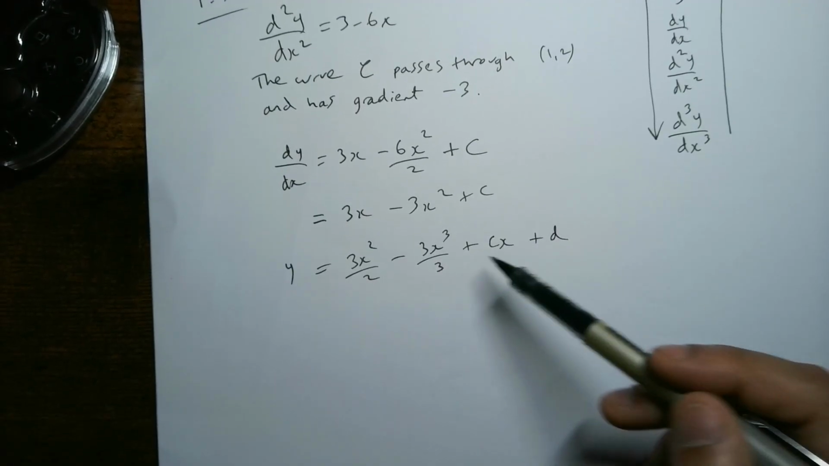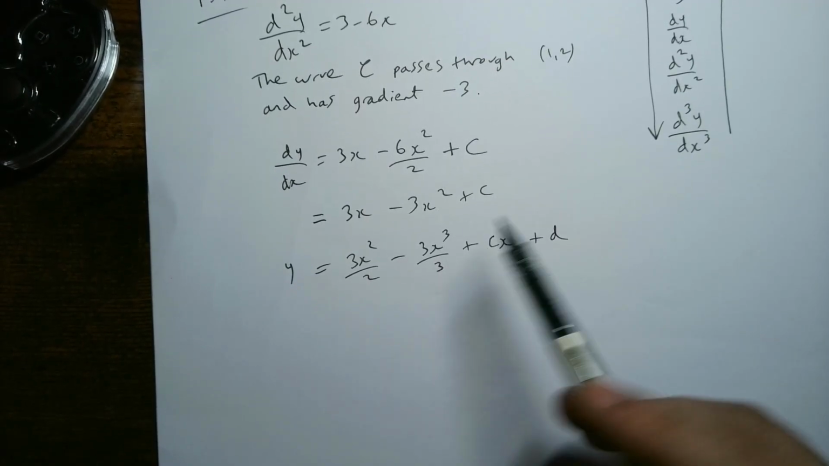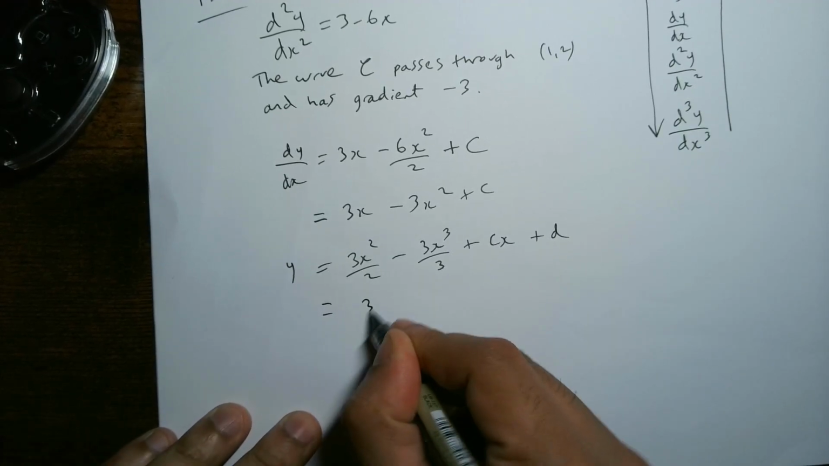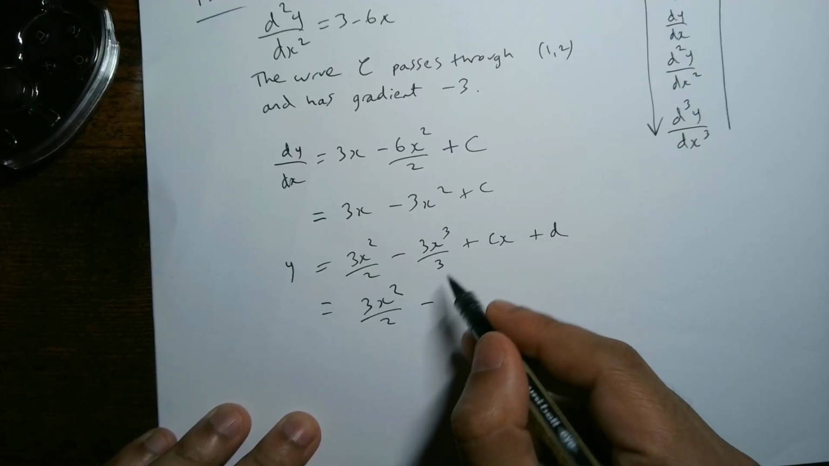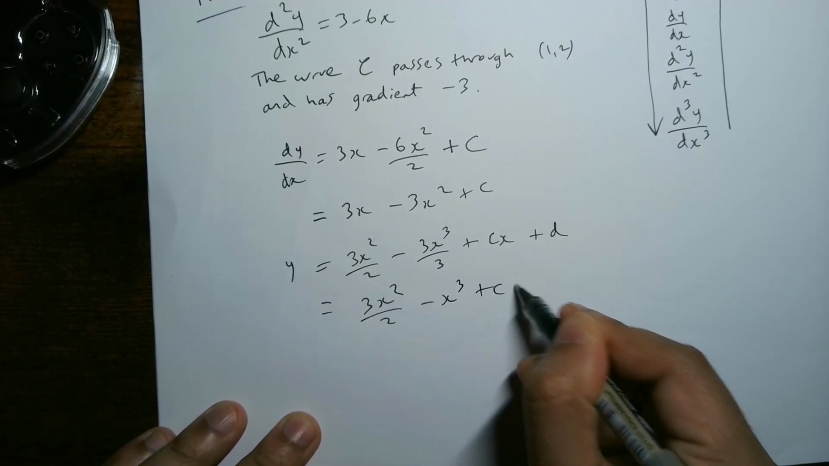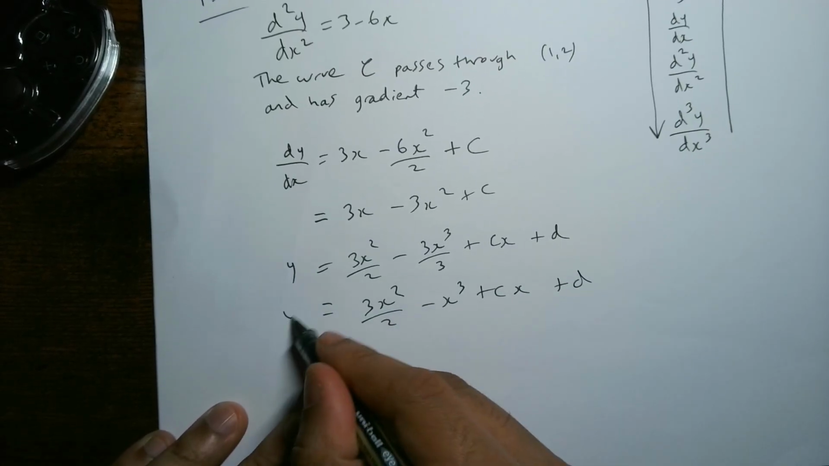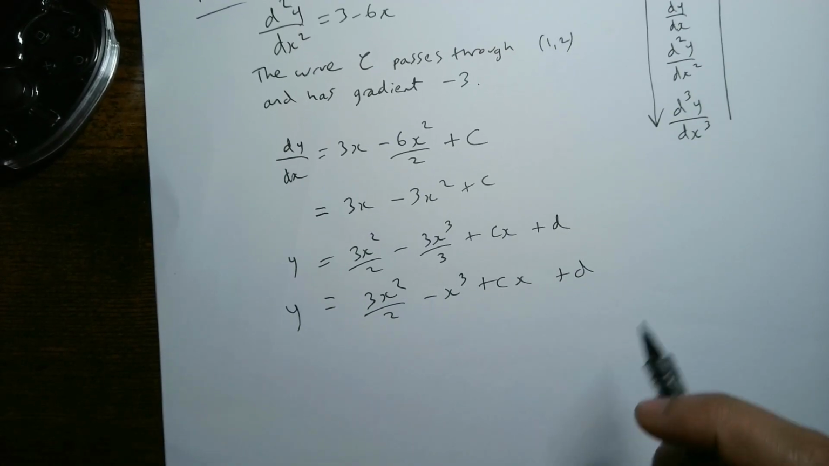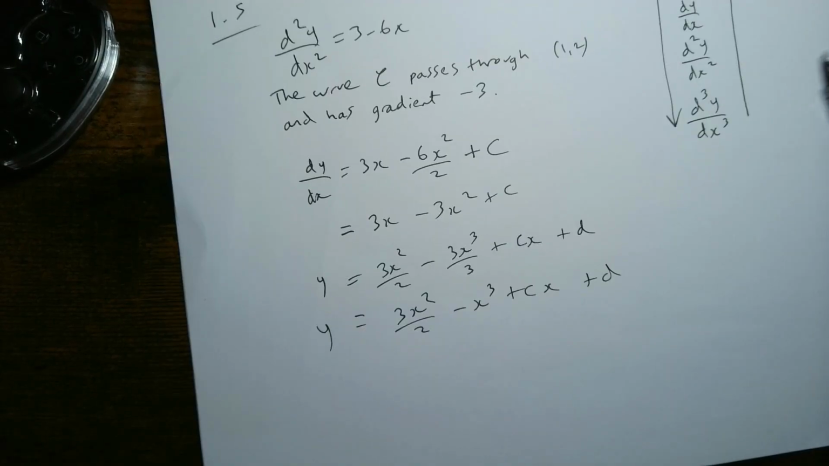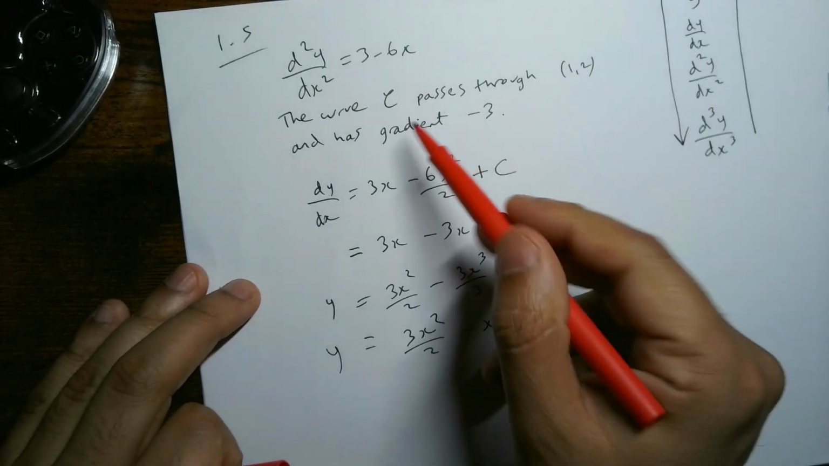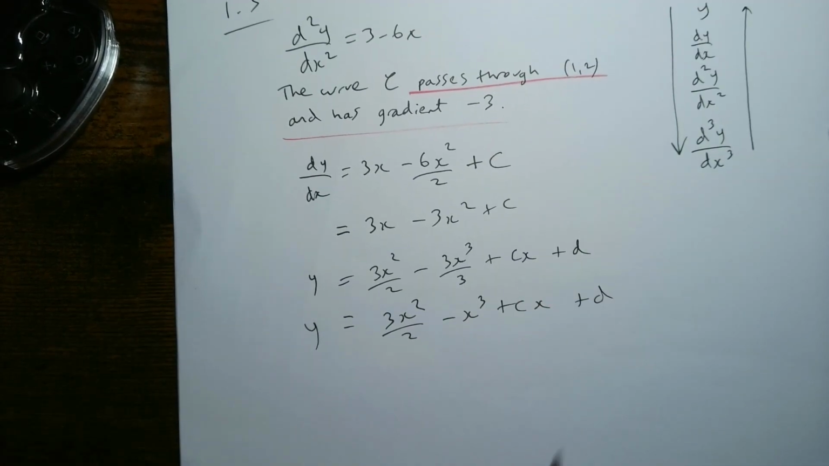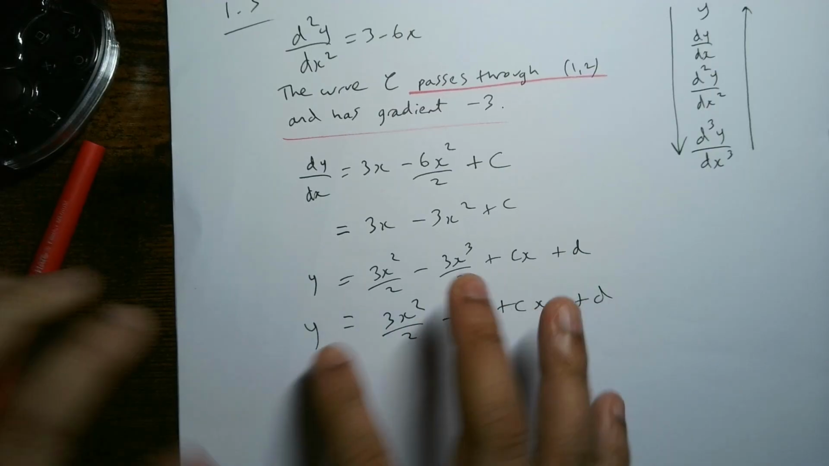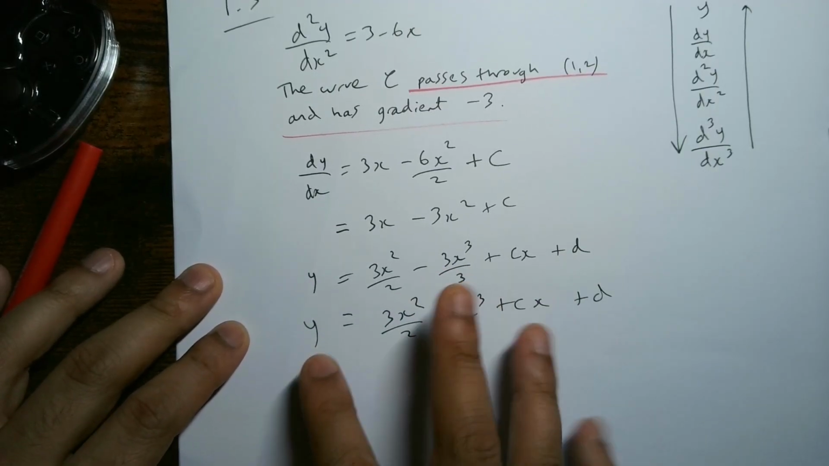So I've got this, and there's 2 unknowns, isn't there? We kind of have the equation of the curve, but at the same time it's a general equation. We want the specific equation. So how do we go about finding C and D? We have to use the information the question tells us. The curve passes through (1, 2), and it has gradient negative 3. So that means that this is the equation of the curve now, right at the bottom.